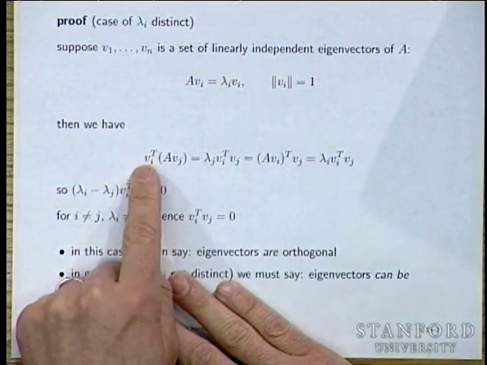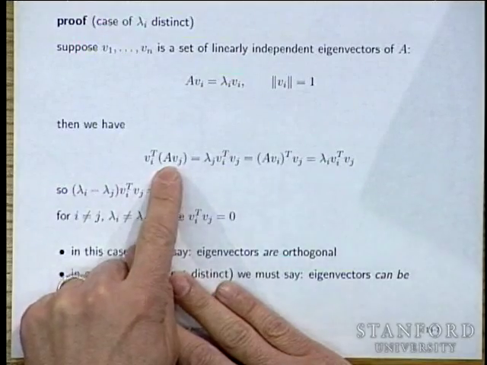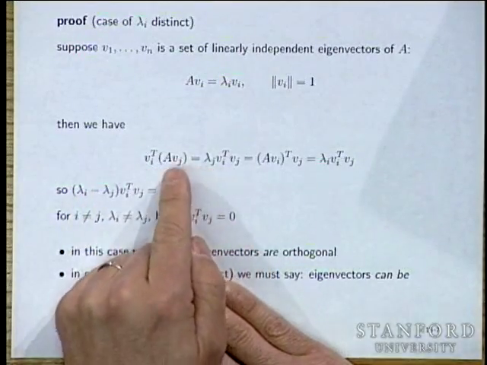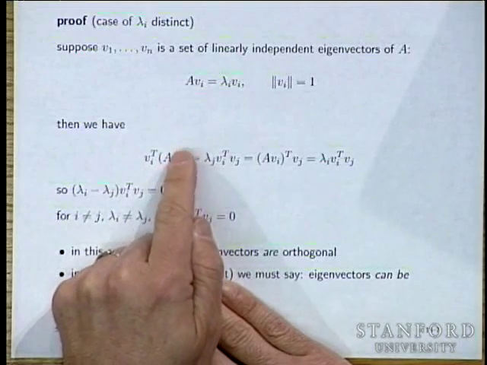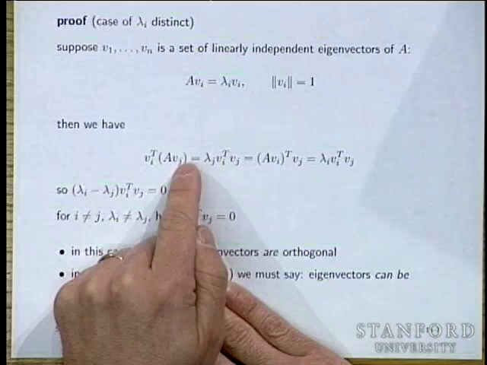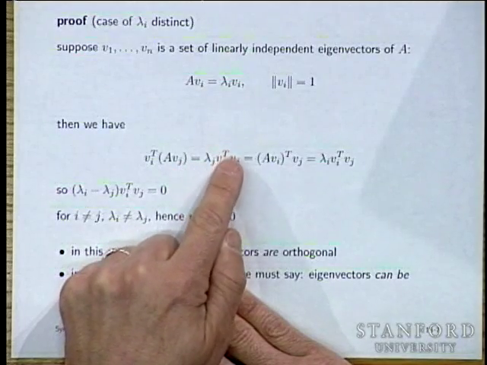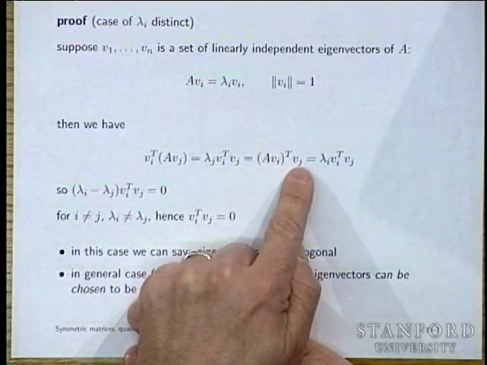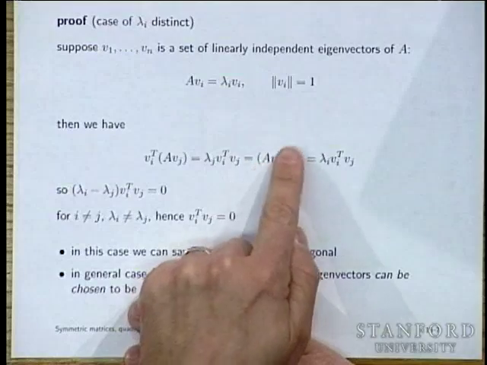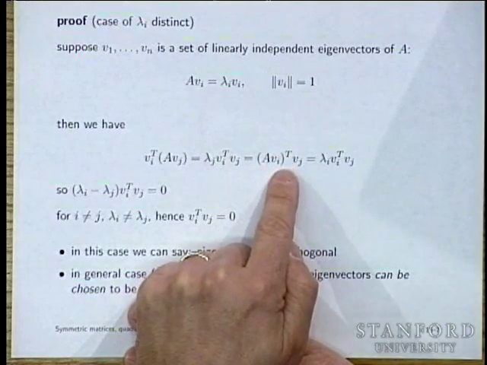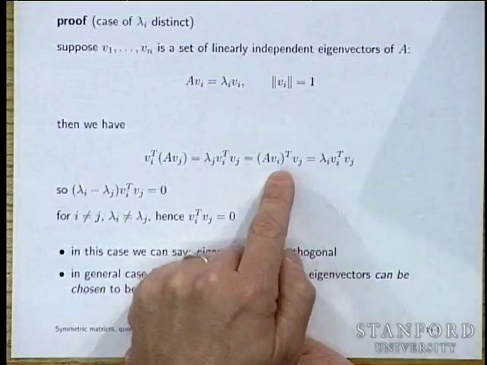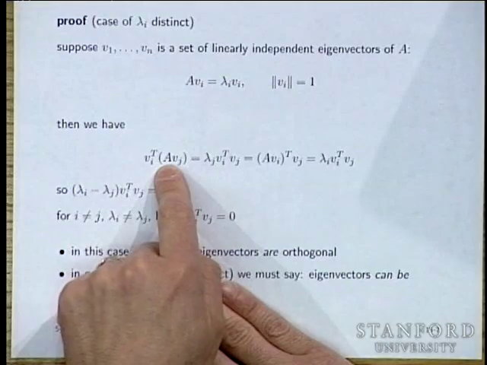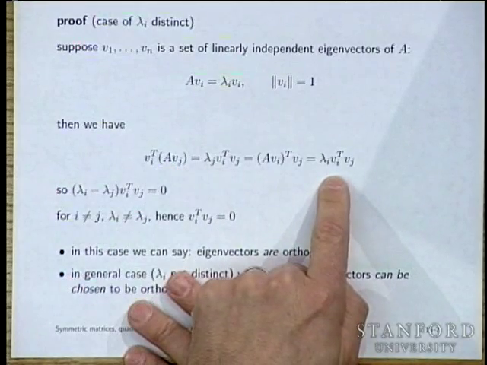So we'll work out vi transpose A vj, and we'll do that two ways. I'll first associate it as vi transpose (A vj). That's going to give you lambda j vi transpose vj. But I'm also going to rewrite it as (A vi) transpose vj. Now you have to check: (A vi) transpose is vi transpose A transpose, and that's where I use the fact that A equals A transpose. And then that's the same as this. Here I get lambda i.